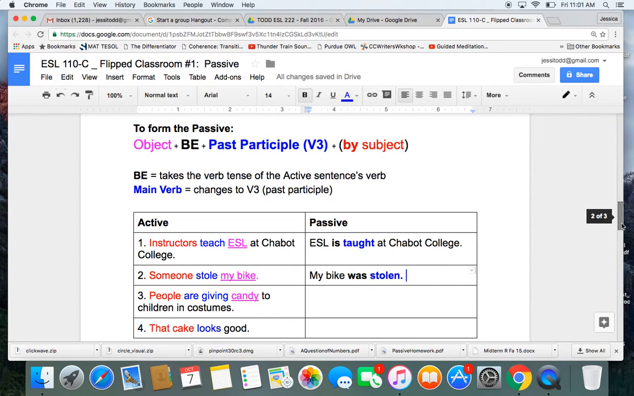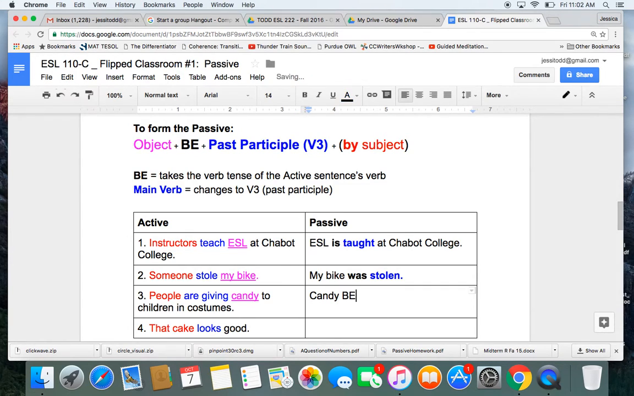Okay, number 3. People are giving candy to children in costumes. Once again, starting with the object, right? The object is in pink here already for us: candy. Be takes the verb tense of the active sentence's verb. Here we have a different verb tense. What verb tense is this? Are giving. Are tells us it's present, and the ing tells us it's progressive. So it's present progressive, okay?